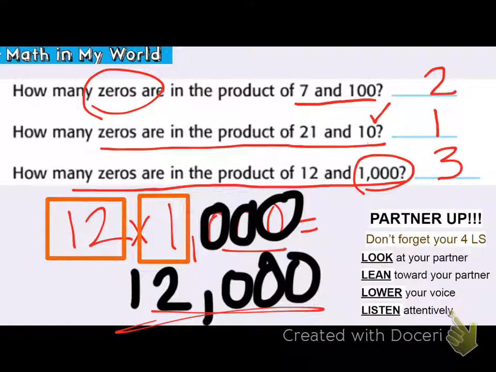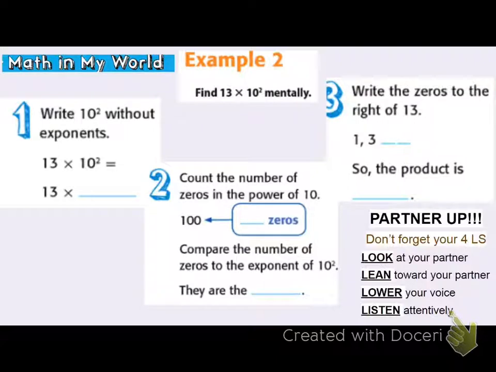I know my answer is reasonable because the pattern is if I'm multiplying by 10, well, that's 1 zero. If I'm multiplying by 100, it has 2 zeros. If I multiply by 1,000, it has 3 zeros. I can move on.